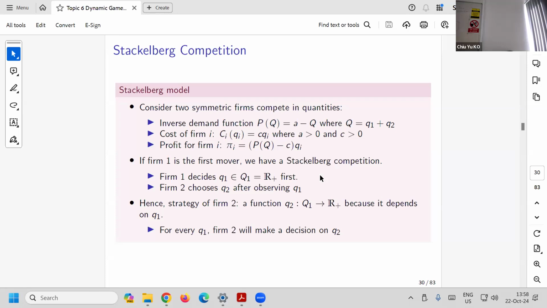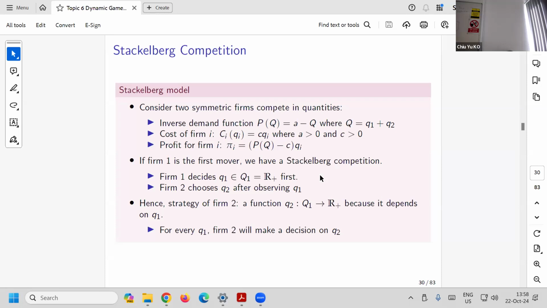So in this case, we consider the same setup as Cournot: linear demand, constant marginal cost, no fixed cost, and symmetric firms. The profits are like this. This is the standard model we have. And we're asking, okay, firm one moves first. Then firm two will choose the quantity after looking at what firm one has done. What is the outcome there?